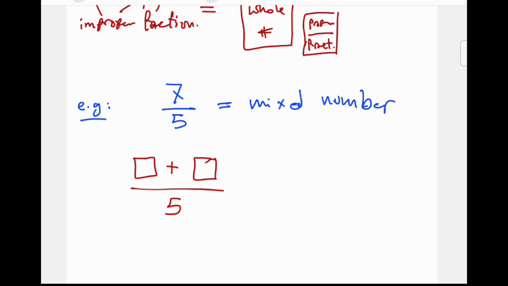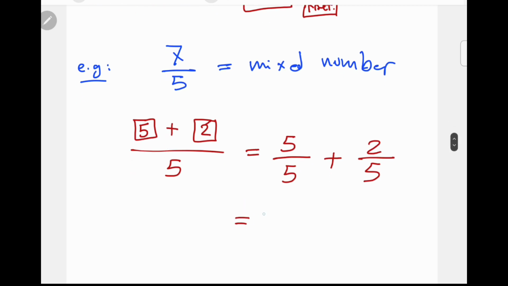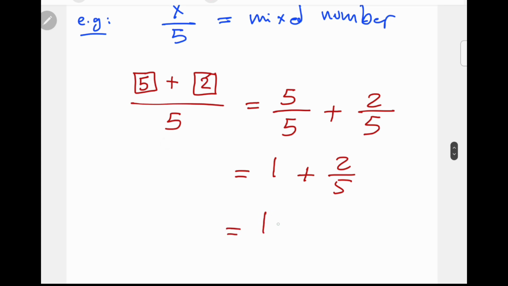So we know that this can be expressed as 5 plus 2, and then we can use the fraction distribution. So this can be distributed as 5 over 5 plus 2 over 5. And the answer will be 1 plus 2 over 5, which can be written as 1 2/5. Okay, so that's basically the mixed number format.